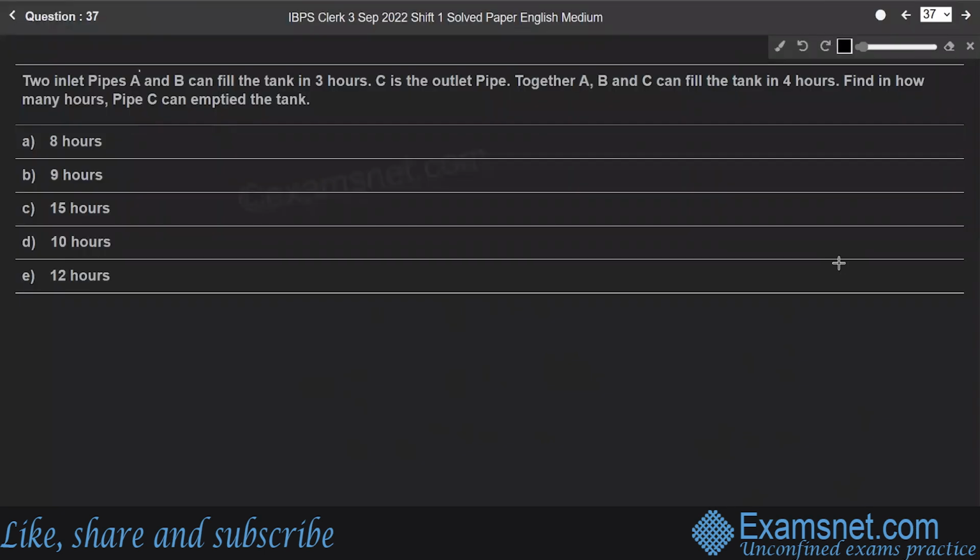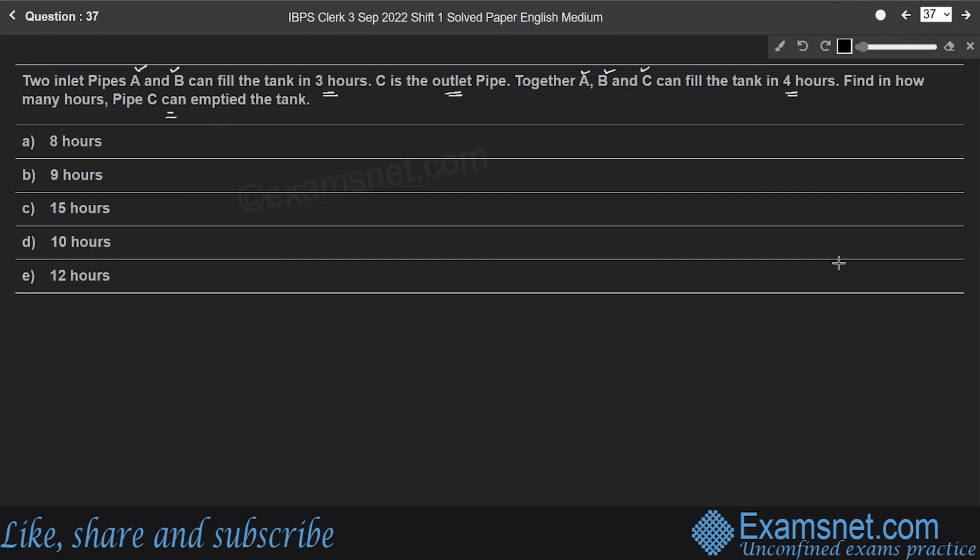Question 37. Two inlet pipes A and B can fill the tank in 3 hours. C is the outlet pipe. Together A, B and C can fill the tank in 4 hours. Find in how many hours pipe C can empty the tank.